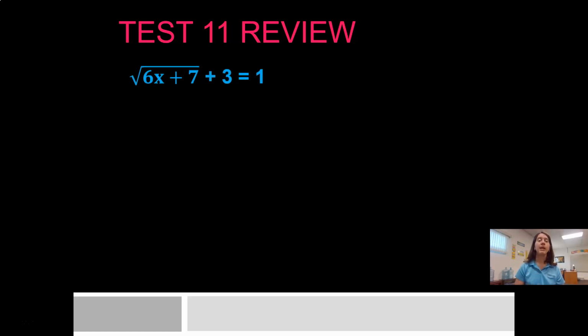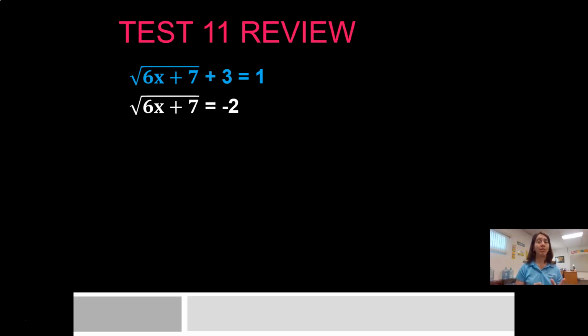All right, next question. If I had the square root of 6x plus 7 plus 3 equals 1. Notice on this question, different than we just did, there's something on the outside of the square root symbol. I need to go ahead and take care of that first before I do anything else. How do I take care of the plus 3? I'm going to subtract 3. So I would have the square root of 6x plus 7 equals negative 2.